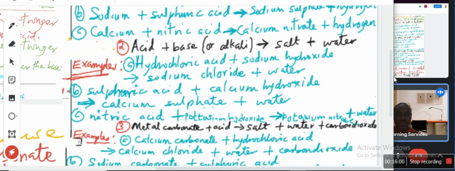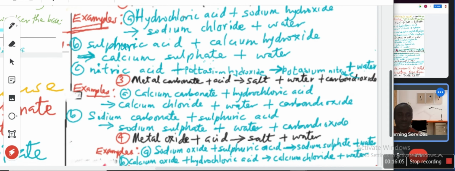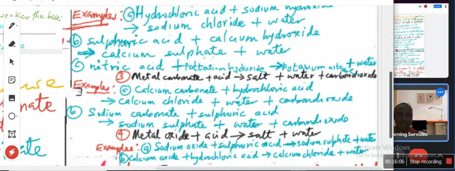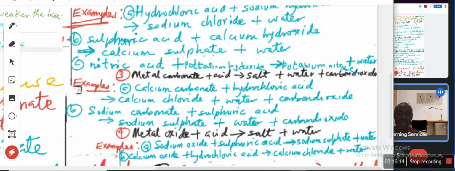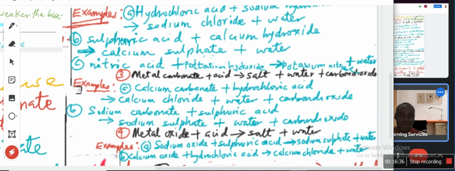All right, let's go to rule number 3. Read out this rule number 3. You're doing very well. Metal carbonate, like a metal with carbonate attached to it. Like calcium carbonate, iron carbonate, aluminum carbonate. Metal carbonate plus acid equals salt plus water plus carbon dioxide. You're getting this. Metal carbonate plus acid will give you salt plus water plus carbon dioxide.